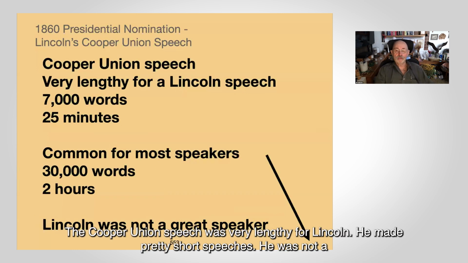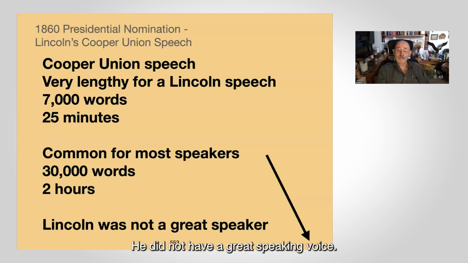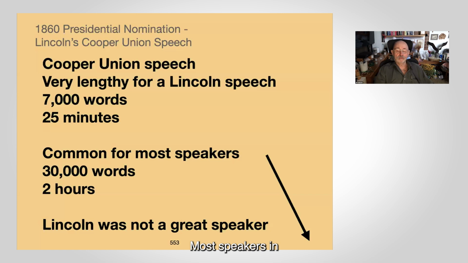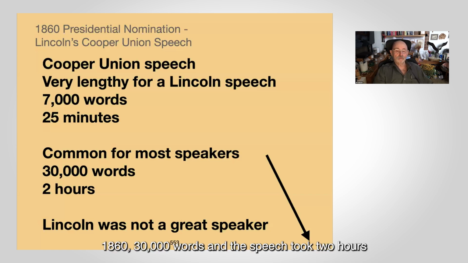The Cooper Union speech was very lengthy for Lincoln. He made pretty short speeches. He did not have a great speaking voice, high, squeaky. It was 7,000 words in length, took 25 minutes. Most speakers in 1860, 30,000 words, and the speech took 2 hours.